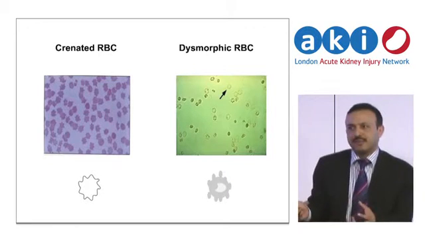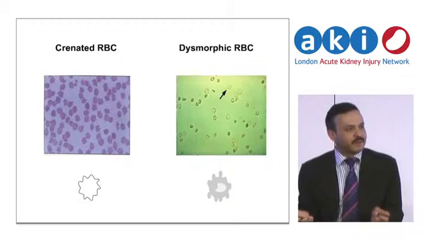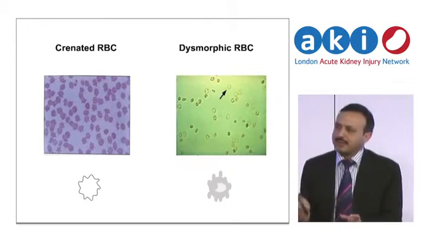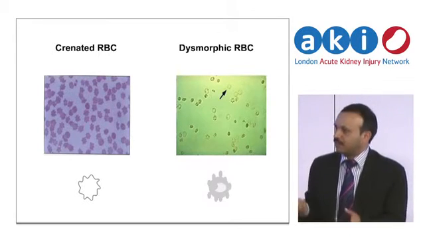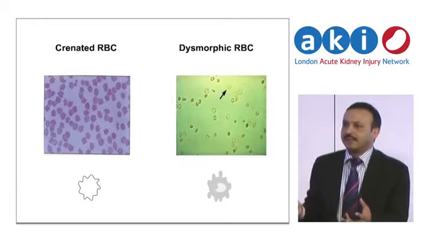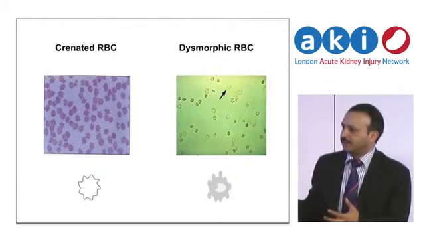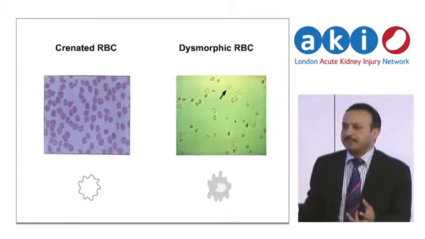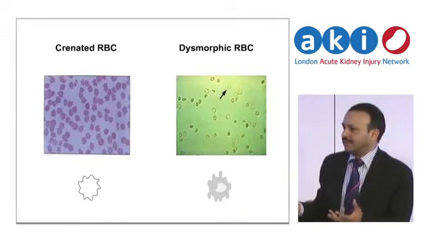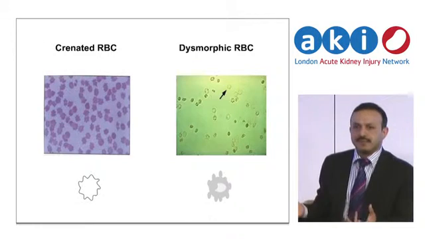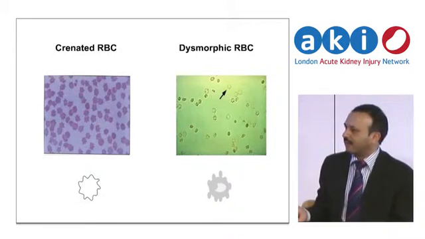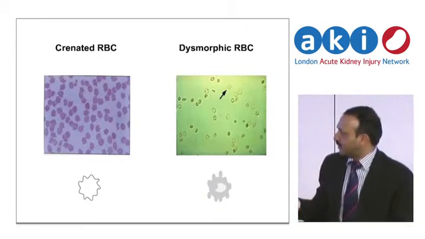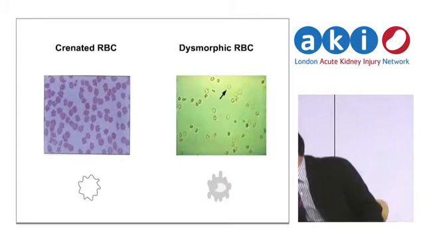How many cells need to be dysmorphic before you say this is a glomerular bleeding? If you look at the studies which looked at urinary sediment, which I was talking about, they've reported anything between 15% to 90%. And that's why there is a variability in the sensitivity of this test. But you would want to see a significant number of red cells which are deformed before saying this is all glomerular. But this is what a dysmorphic red cell should look like.